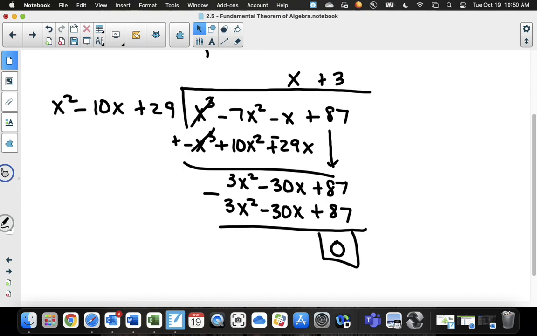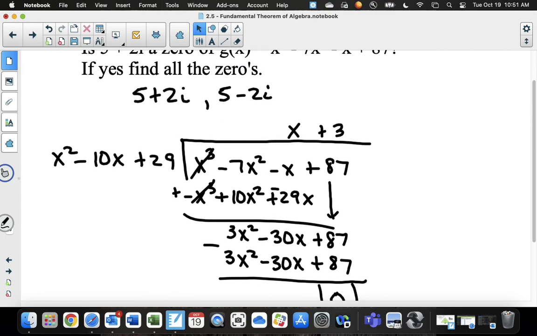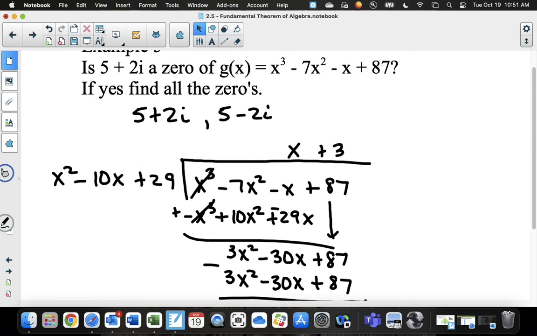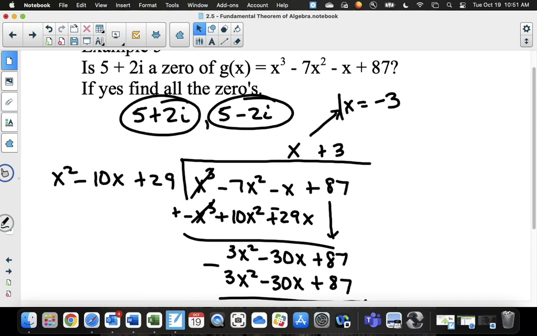So let me ask you a question. Let's go back to the problem. Is 5 plus 2i a 0? Yes. There's 0 number 1. Is 5 minus 2i a 0? Yep, there's 0 number 2. What's my last 0? There's your other factor right there, which means x equals negative 3 is your final zero. This is the one time where you have to use some long division in order to work your way through the problem. Okay?